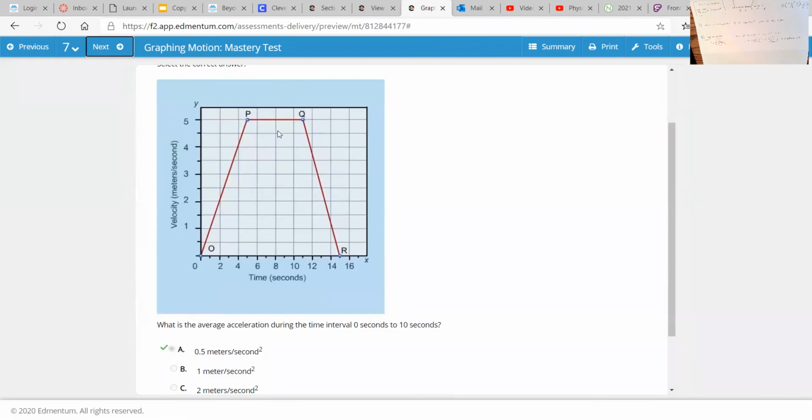Select the answer. What was the average acceleration during the time interval 0 to 10 seconds? 0 to 10. Well, we have this first section and then 0 here. So the first thing to do would be to find the slope of this line. So from point P, that would be 5, 5, 5. From 0, 0.